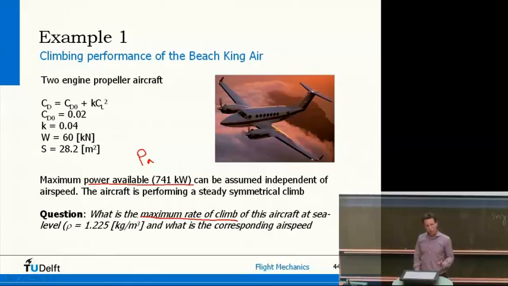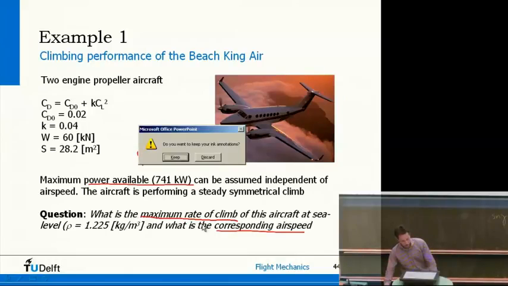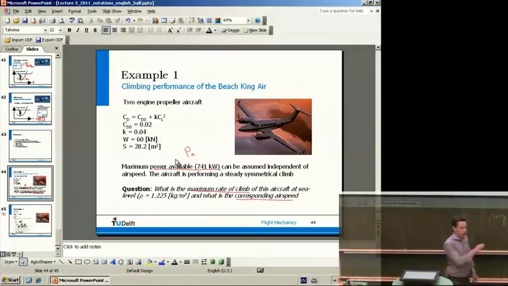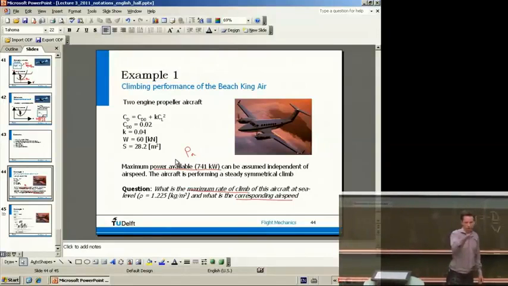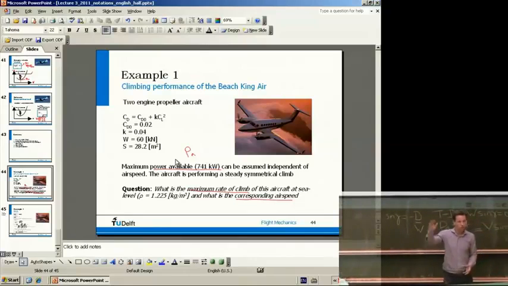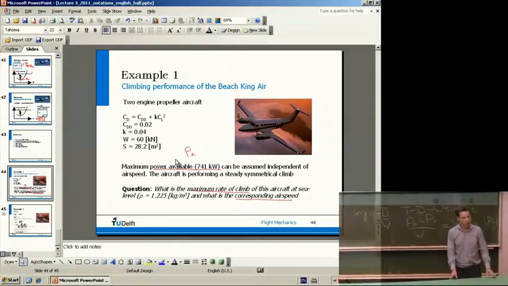So that's all about climbing performance and descending performance. And what I'm going to do now is, I've treated horizontal flight, I've treated aircraft climbing and going down. The only thing I'm going to look at now is what is the effect of, for example, the altitude. Does it make sense to fly high or low? Is there a question?